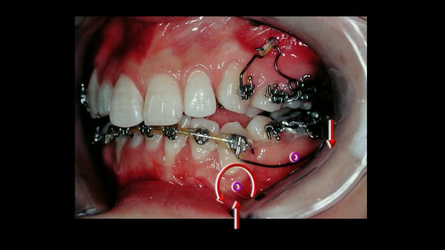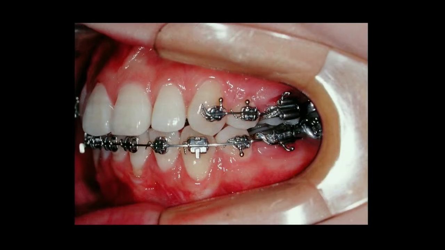In this case, a single force was applied distal to the center of resistance of the molar. The distal intrusive force was replaced with the equivalent force system at the center of resistance. It is clear that the whole of the force system is working in a desirable direction. There will be no adverse side effects at all in this case.